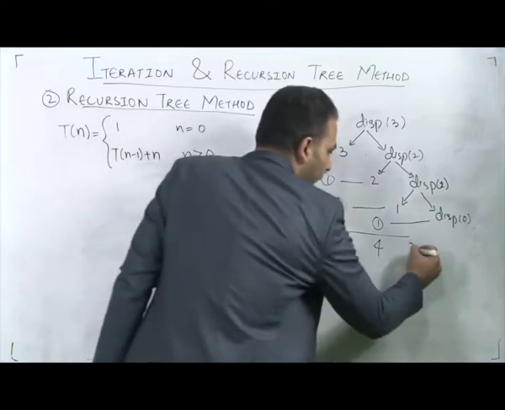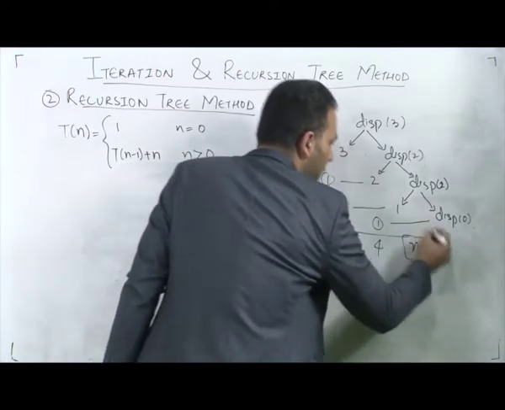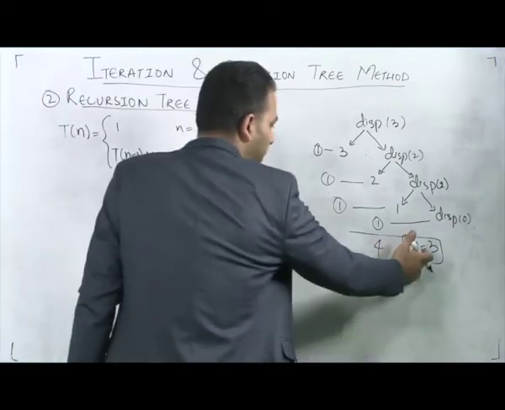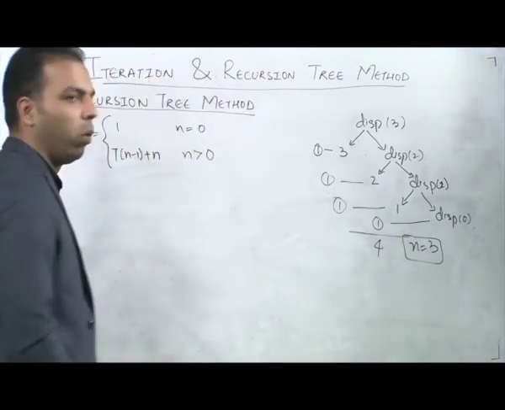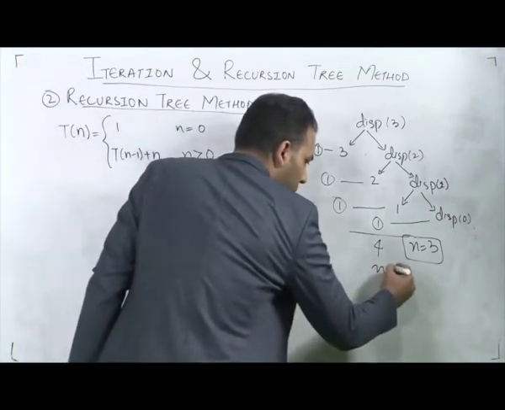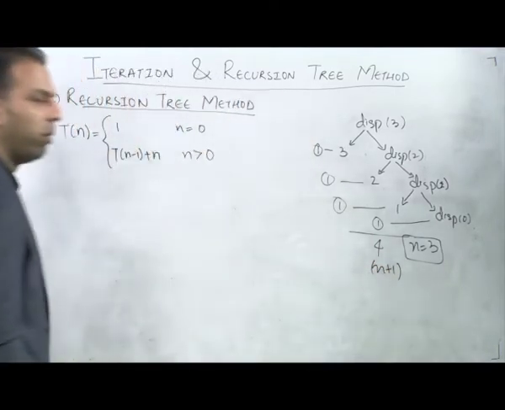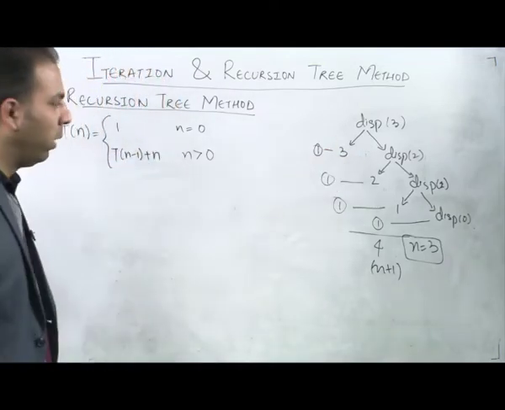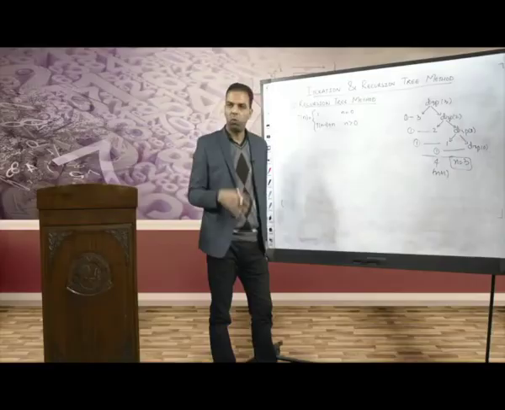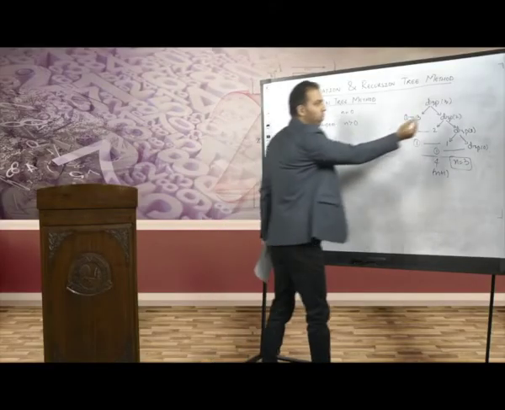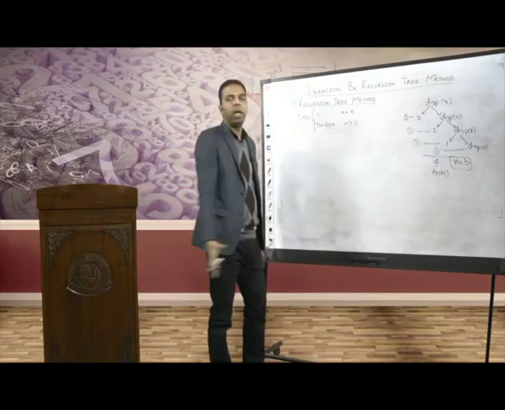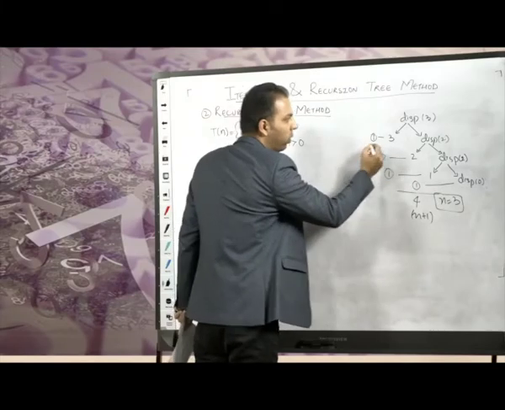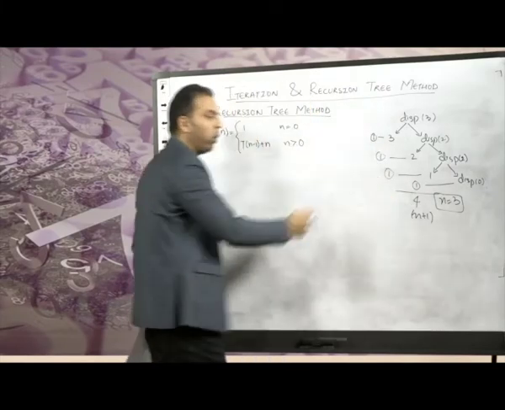So what was n here? N was 3, because we called display 3. Fine. So for n equal to 3, we got answer 4, that is n plus 1. Fine. So this is actually your recursion tree. Now because here the value was limited, the value was 3 here for n, we could draw the entire recursion tree, and we simply add up the time taken by each subproblem, and we got the total time.